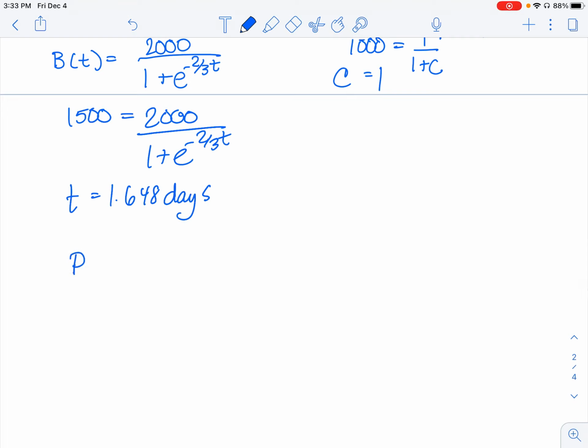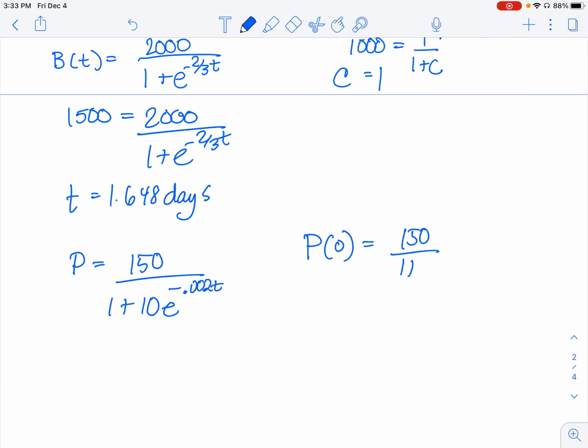We have P is equal to 150 over this 1 plus 10 e to the negative 0.002 t. And the first thing is to find the initial value. So P of 0, that's just plugging in 0 for t. I get 150 over 11, okay, which was 13.636.